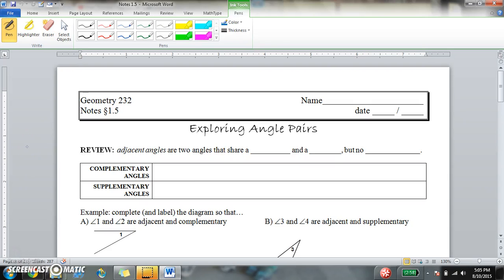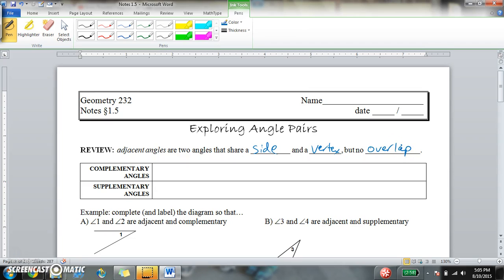This is Geometry, Section 1.5, Exploring Angle Pairs. So we've already learned what adjacent angles are. We know that they are angles that share a side and a vertex, but have no overlap.